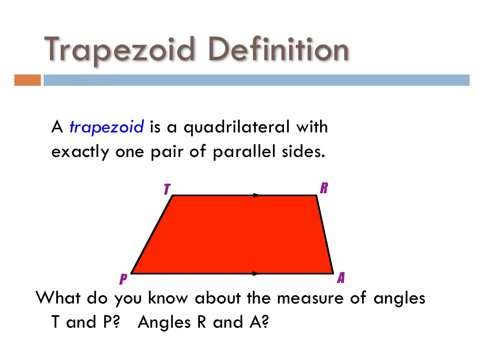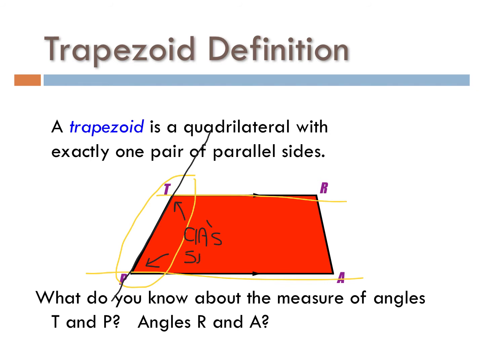Well, to analyze this, we have to remember that parallel lines, if this is my parallel line and this is my parallel line, and then TP is the transversal, this angle here, angle P and angle T, those are consecutive interior angles. They're CIAs. So if you remember from chapter 2, I think, CIAs are always going to be supplementary. Consecutive interior angles are always supplements.